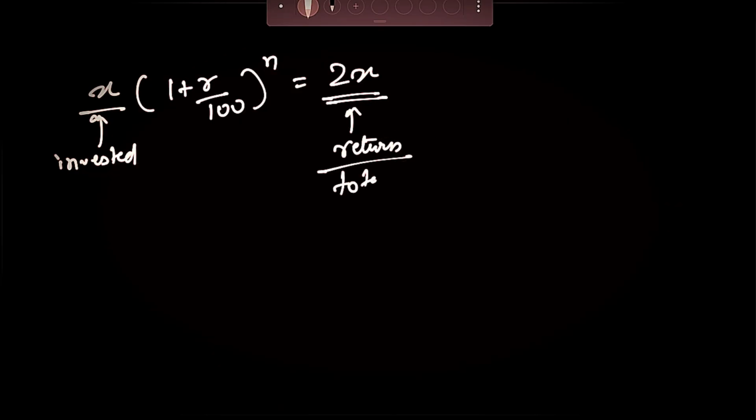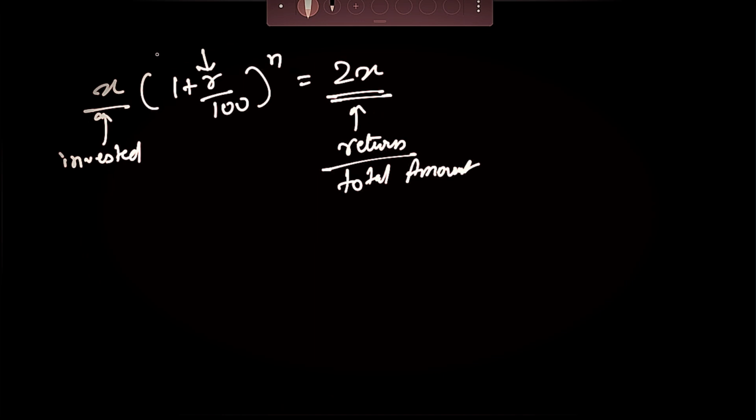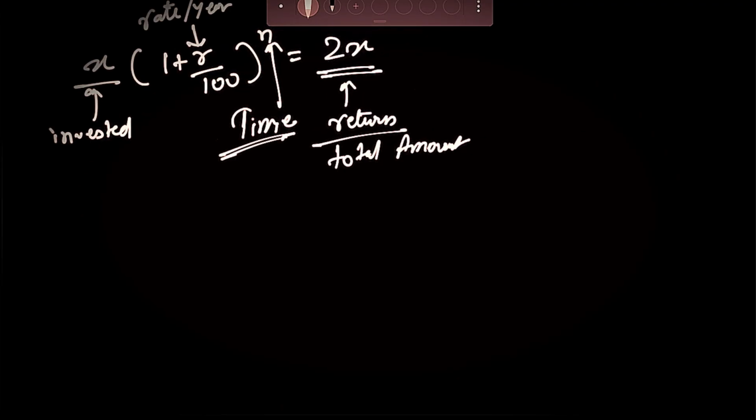Return or total corpus. This is the rate of return per year, and this is the time. This is the thing we want to calculate. Now let's move on. To find n, first we'll have to write the formula again.